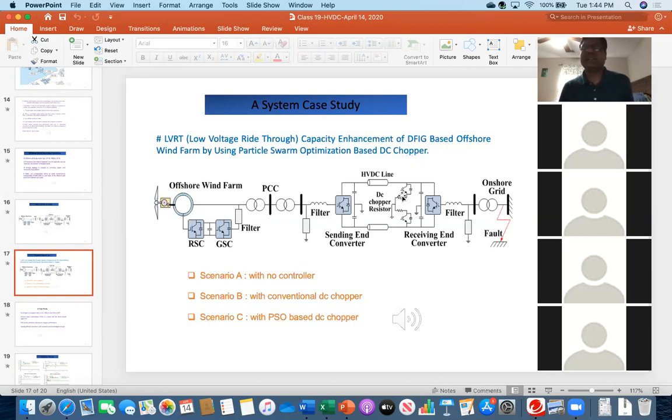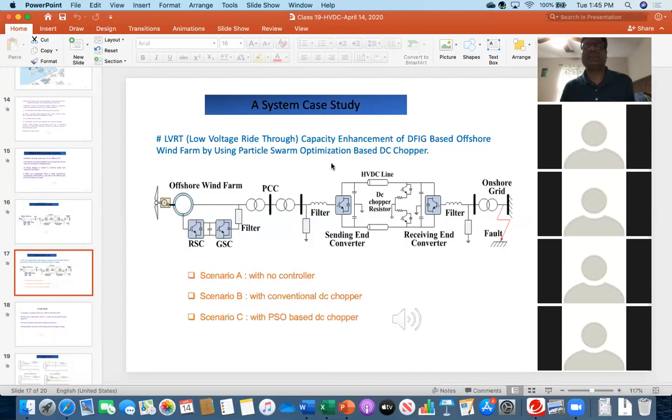Now, as I already told in the previous slide, this DC chopper resistance is used to suppress oscillation, to minimize voltage fluctuation issues or other issues when there is a fault. Because it is controlled through a power electronics device, how will you control that one? You could use a simple proportional integral controller or another simple nonlinear controller, but always you need some sort of tuning of the parameters. That's why here I have used particle swarm optimization.